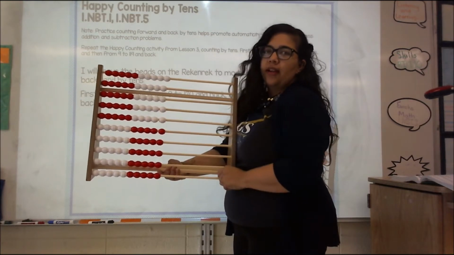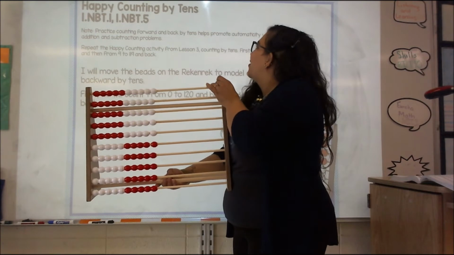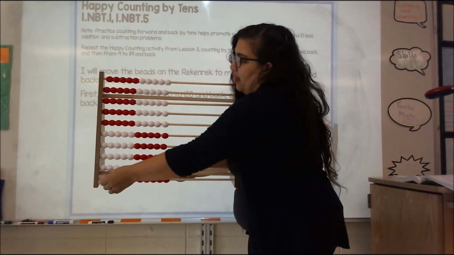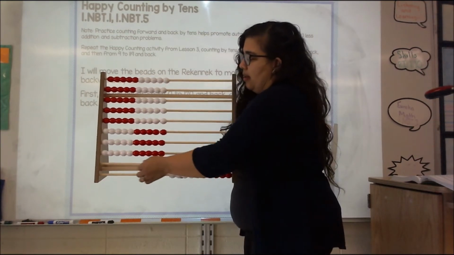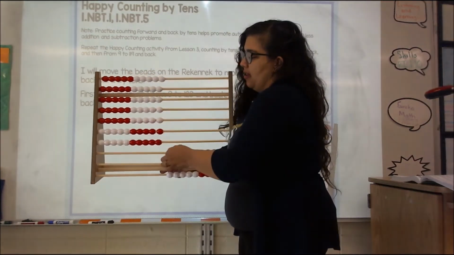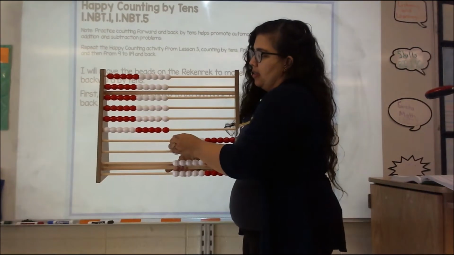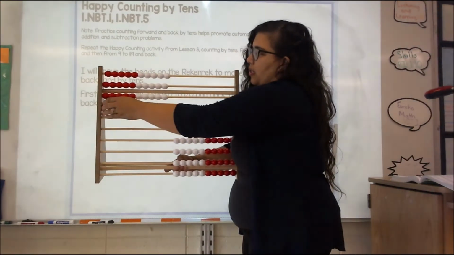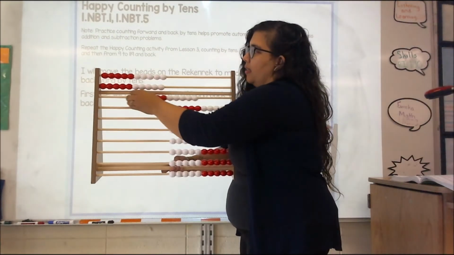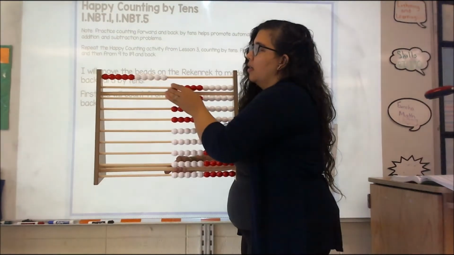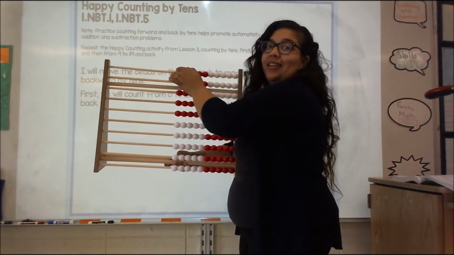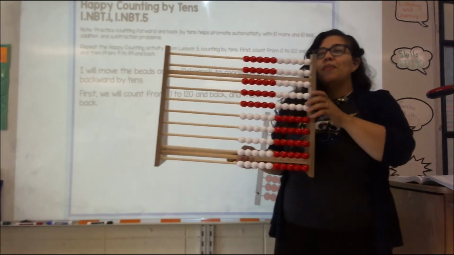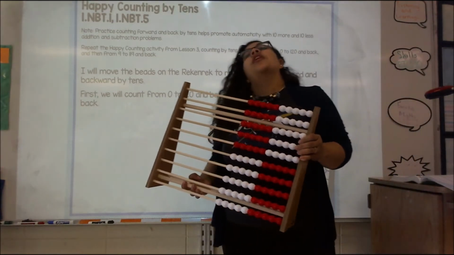And what's that number the regular way? 100. Good job. Let's go back. 9 tens, 8 tens, 7 tens, 6 tens, 5 tens, 4 tens, 3 tens, 2 tens, 1 ten, 0. We're all the way back at 0. Good job.